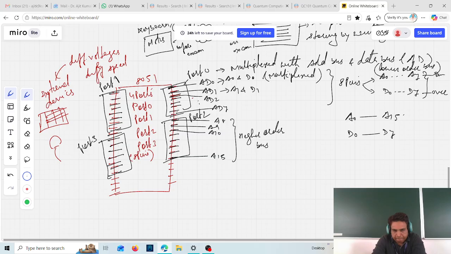Now, see what is happening. This microcontroller has to communicate with a memory chip or other devices. So let's say here we have my memory chip. Let us assume that this is your memory chip.